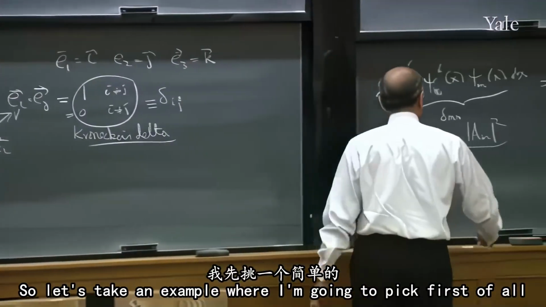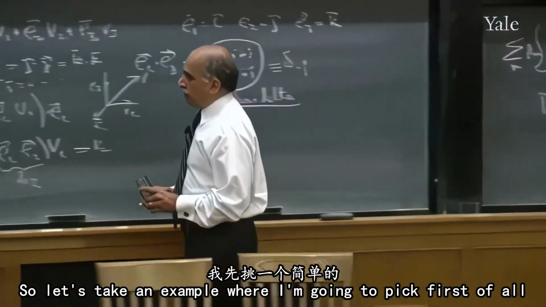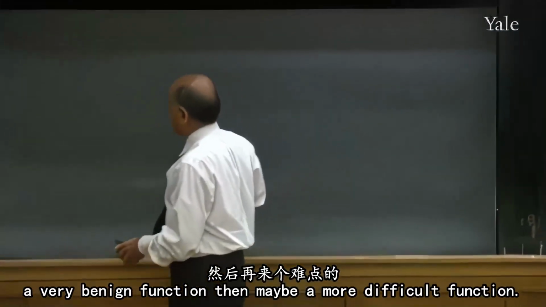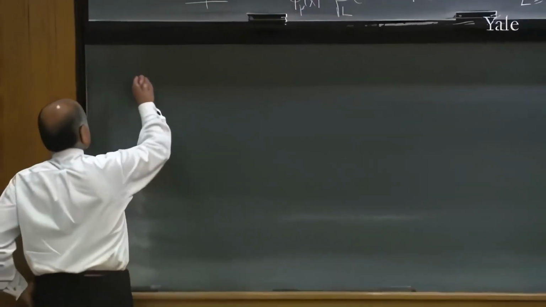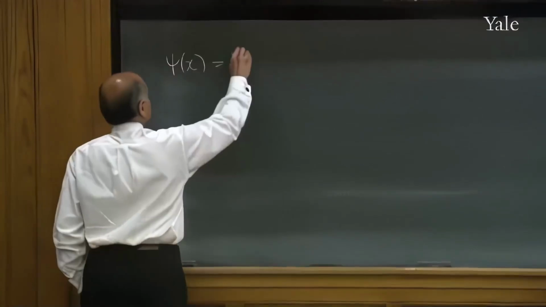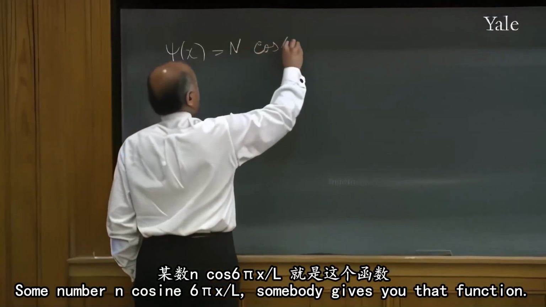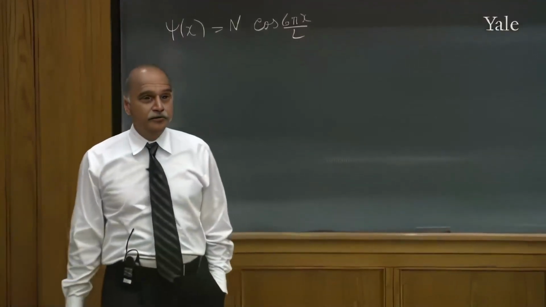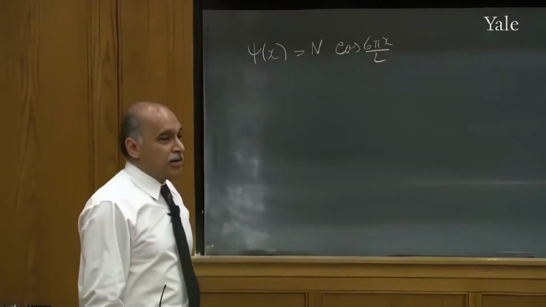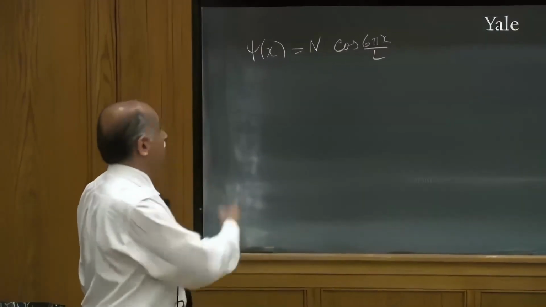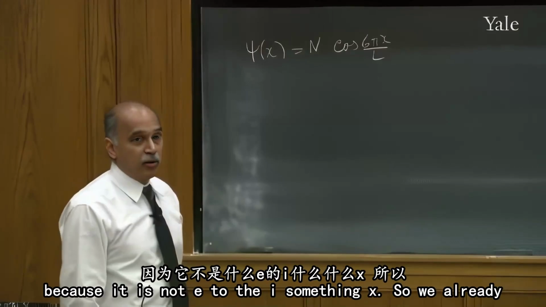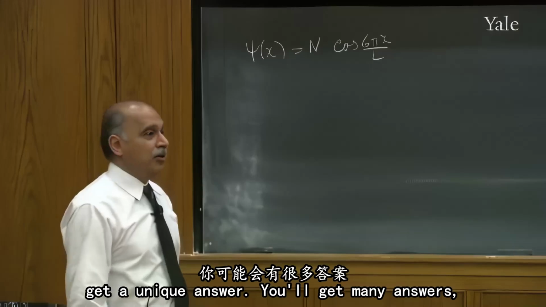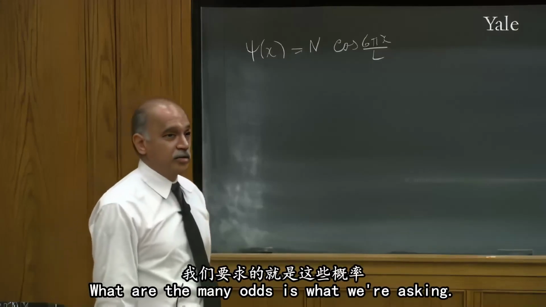So let's take an example. I'm going to pick, first of all, a very benign function, then maybe a more difficult function. The function I want to pick is some number N times cosine of 6 pi x over L. Somebody gives you that function. That is not a state of definite momentum because it's not e to the i something x. So we already know when you measure momentum, you won't get a unique answer. You'll get many answers. But what are the many answers? What are the odds is what we're asking.